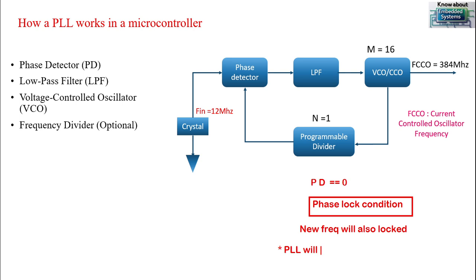Later, the PLL will be connected to the microcontroller. The new frequency which is generated will be connected to the microcontroller, and inside it will be supplied to different peripherals and even to the CPU. So in this way it works. We have the crystal, phase detector, low pass filter, and VCO or CCO. So this is your PLL. I hope the PLL is clear to all.